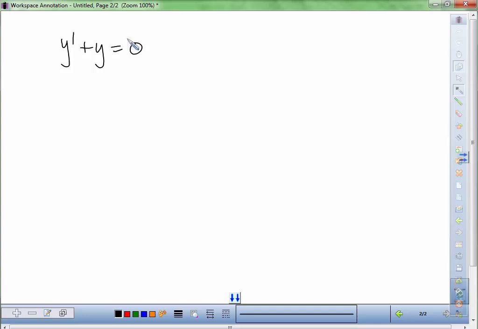So this is a first order differential equation. It's homogeneous. It has constant coefficients. It's linear. Yeah, it's also separable, so you could have approached it that way.